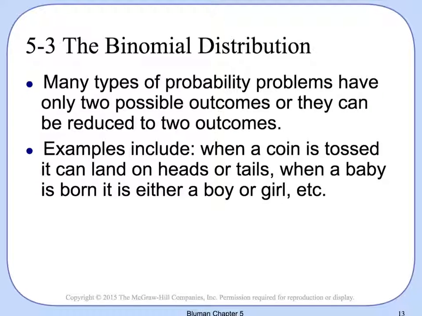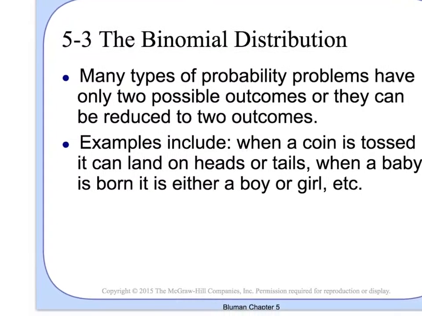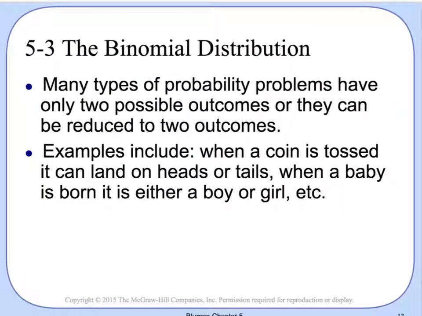The binomial distribution. Many types of probability problems can have only two possible outcomes, or they can be reduced to two possible outcomes. You see the word bi, you guys know that means two. So a binomial distribution can be reduced to two possible outcomes. Now, that does not mean that there are only going to be two x values, it just means that there's going to be a success or a failure.